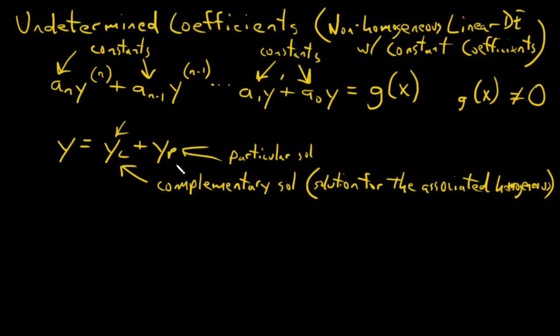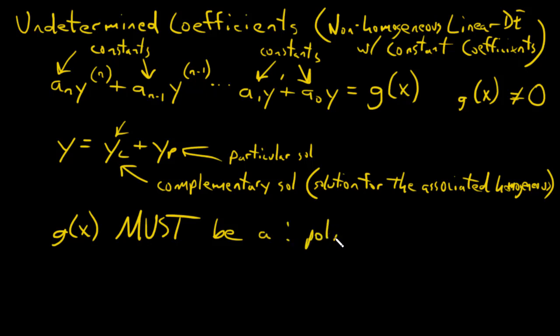So here is the theory. And this only works if g of x is something that is relatively simple and calm. I need to state this: g of x must be a polynomial, that would be fine. Exponential would be fine. Sine or cosine would be fine. All the ones that are really simple: polynomials, exponentials, sines, cosines.